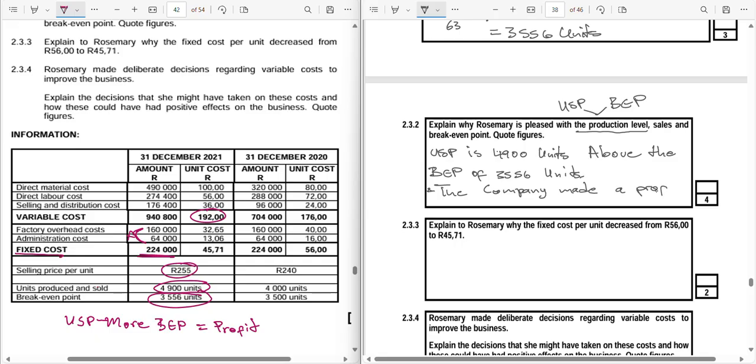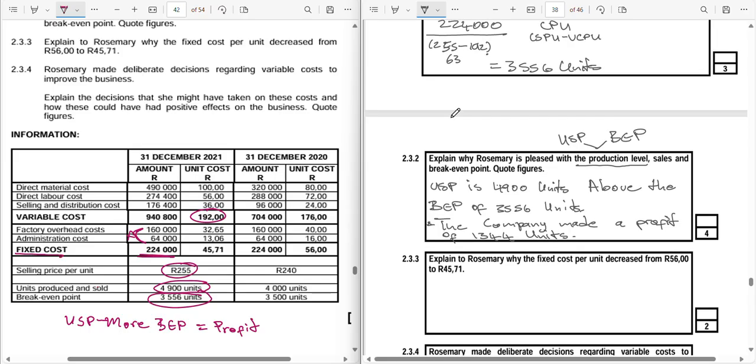So what is the difference? 1,344. Profit of 1,344 units. If you want to change this to an amount, you take that 1,344 multiplied by the contribution per unit, that's 63. You will get the actual profit. You can write it if you want.